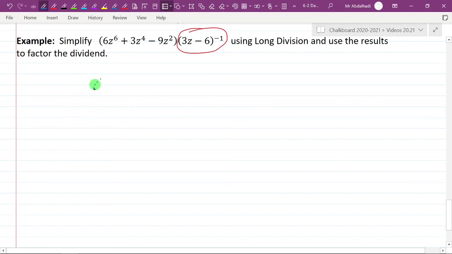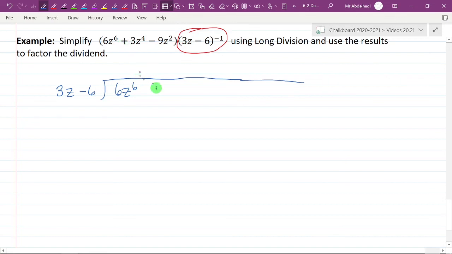Okay, so this is going to be our divisor, right? This is the same as having it on the bottom of a fraction, having the -1 there. So 3z minus 6 is going to be your divisor, the thing outside, or if it was a fraction, the thing on the bottom. And we better make this pretty long because we have 6 powers here to write. So 6z to the 6th.